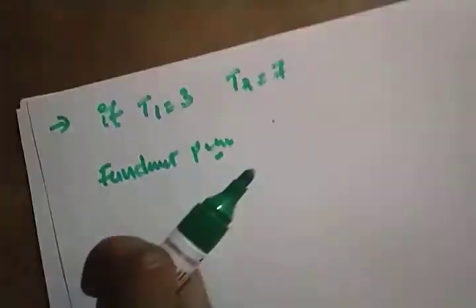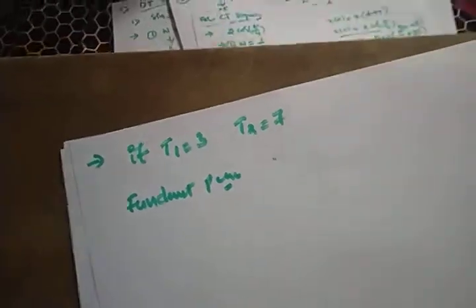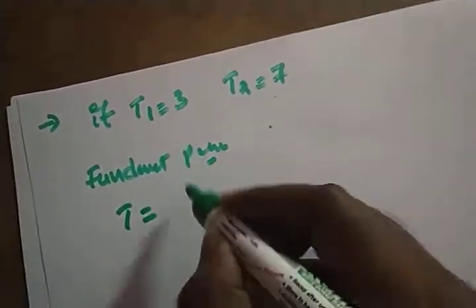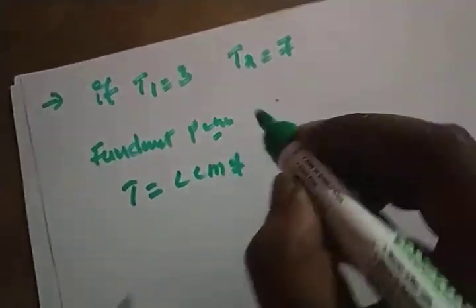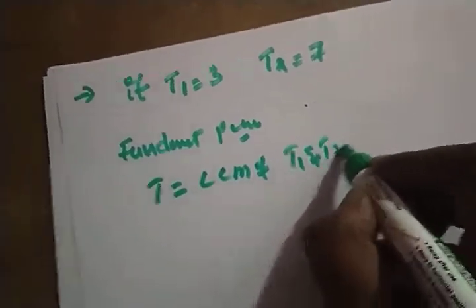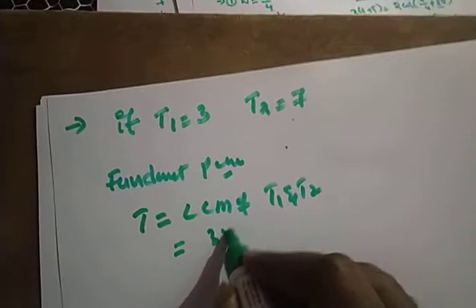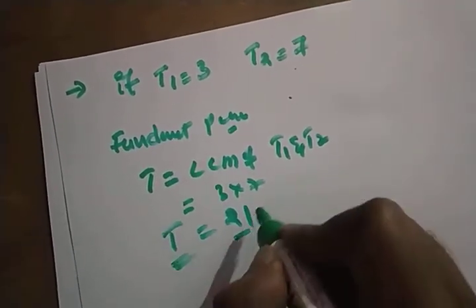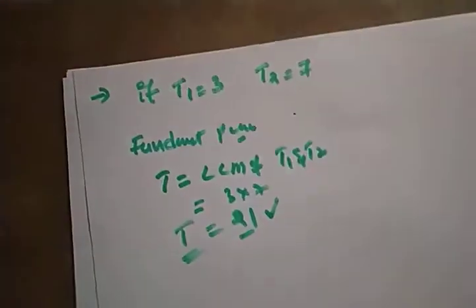The lowest value of time period we can call the fundamental. There are two time periods. What is the fundamental time period? So how can you calculate it? Take the LCM of T1 and T2. You will get 3 and 7. What is the LCM? 21. So this is the fundamental period of this given waveform.